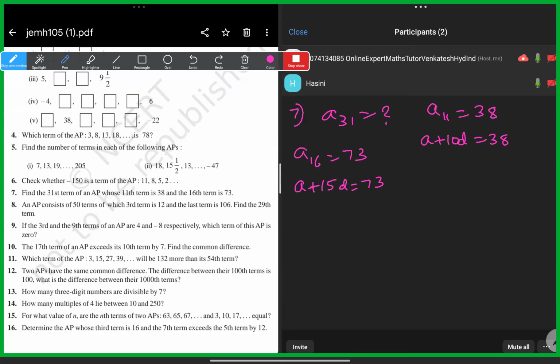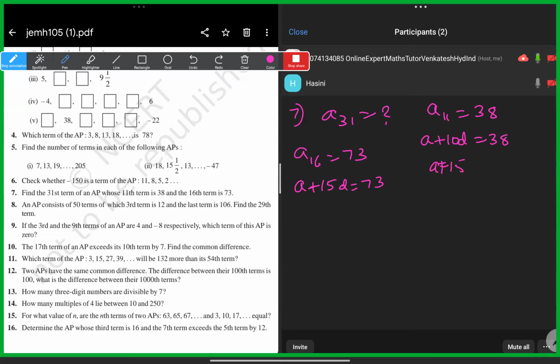Yes, a plus n minus 1 into d. In a16, n is 16, so we'll get 15d like that. Suppose if you're writing for the 20th term, you'll get a plus 19d. 17th term, you'll get a plus 16d like that. So now we have two equations: a plus 10d is 38 and a plus 15d is 73.